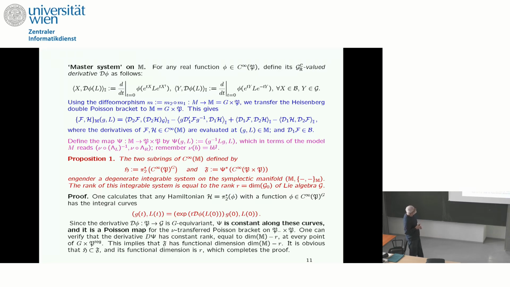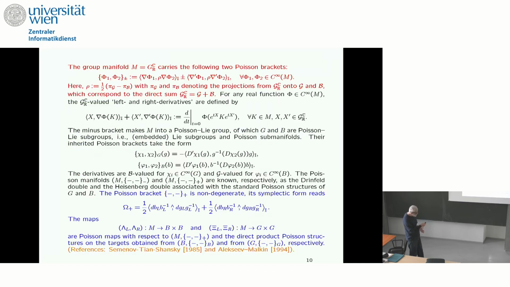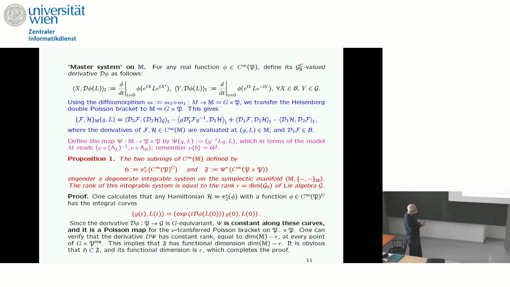Yes, P times P. Yes, it comes from, I understand. So it comes from the group B. I mentioned that the group B is a Poisson submanifold of this with respect to the minus bracket on the complex group. So this is the inherited Poisson bracket on the group B, and B itself is diffeomorphic to P by this BB dagger map, and this is how the bracket comes.